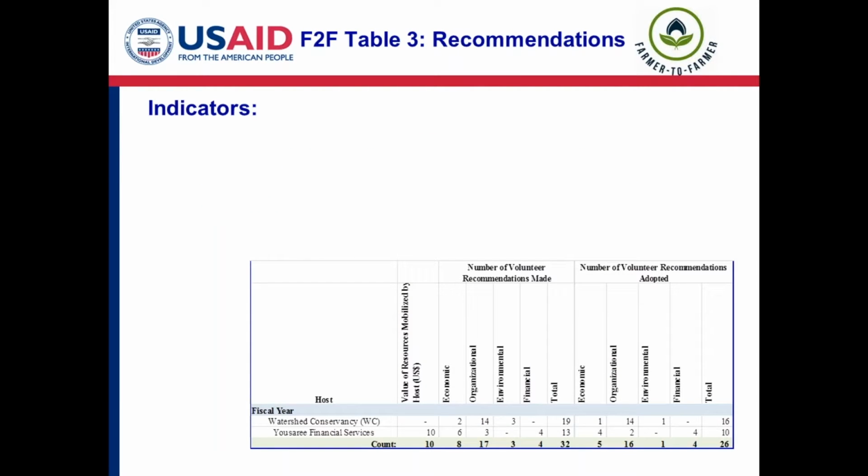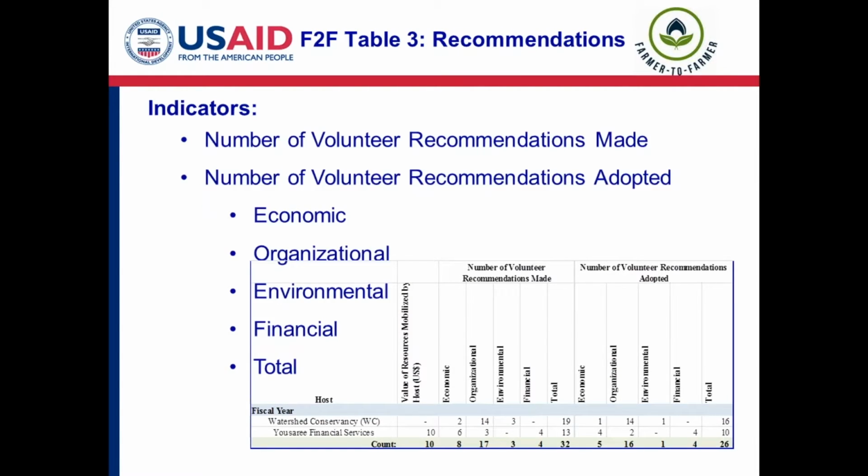So the last one is indicators. Number of recommendations made is actually an output. It's the only output in this table. And then it's compared with recommendations adopted, which is an outcome. But we also know recommendations made is reported in Table 1 by volunteer assignment.